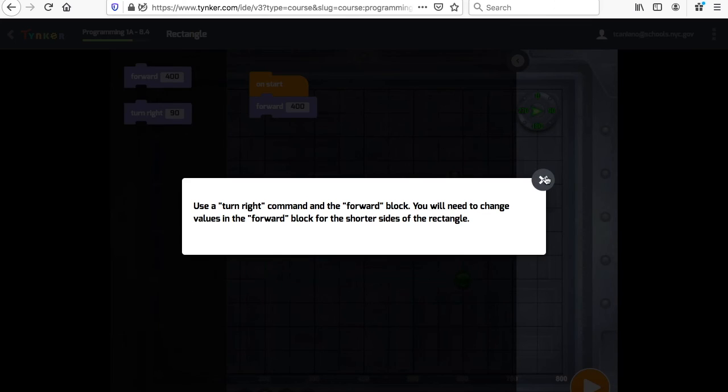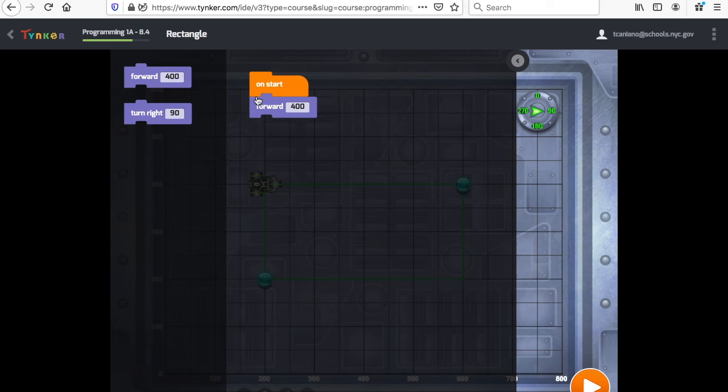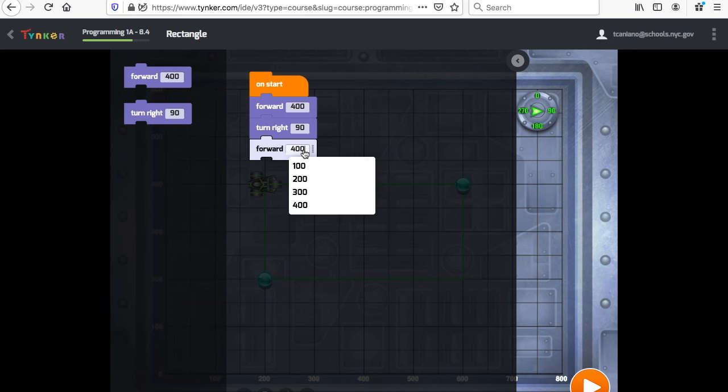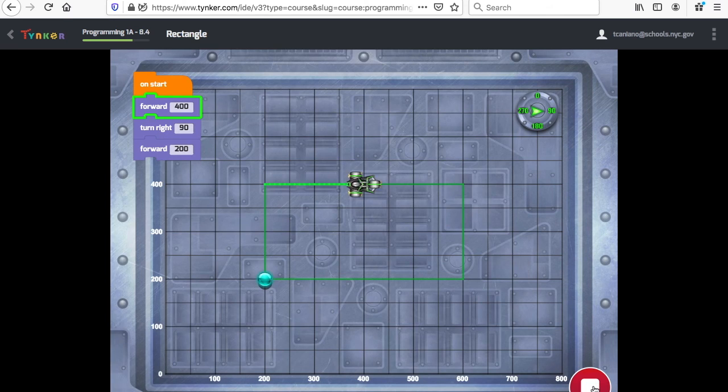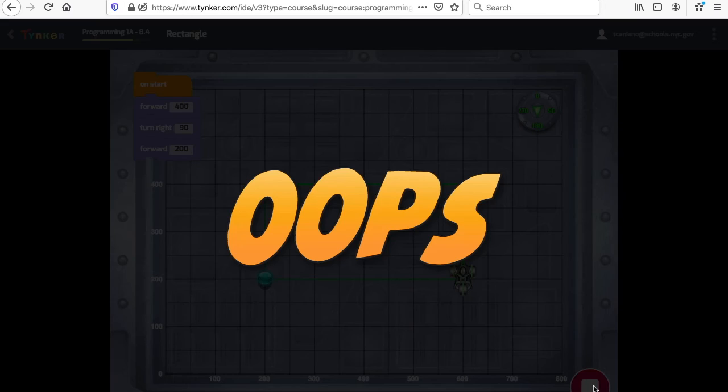So we're going to do forward by 400 to get to that end, and we're going to turn right. Now, when you do a rectangle, you're not going to go forward by 400. You're going to go 200. So I make this 200, okay? Because remember, a square has sides that are all the same, but a rectangle is going to have different, okay? It's going to have a different length on this side. So we're going to go forward by 200. So let's look at that at that point. So forward by 400, turn right by 90, forward by 200.